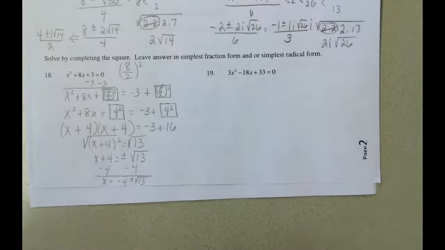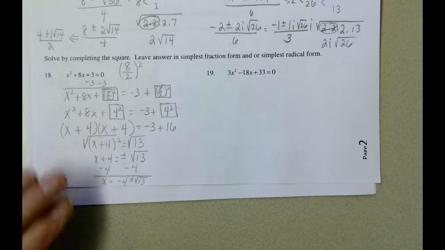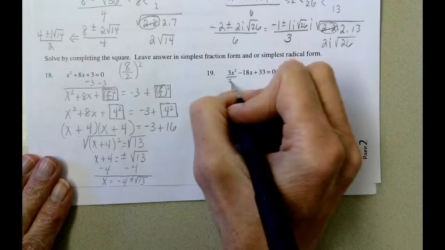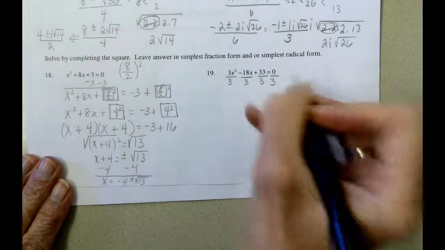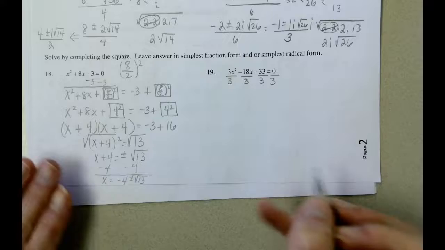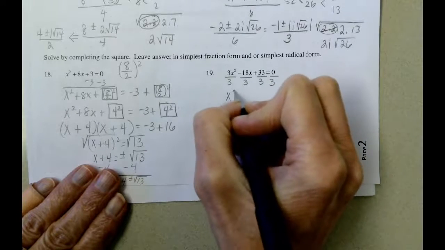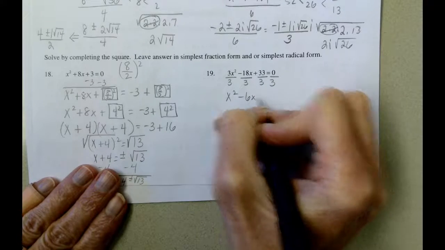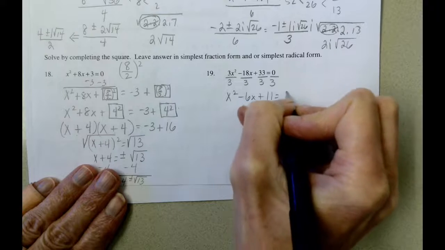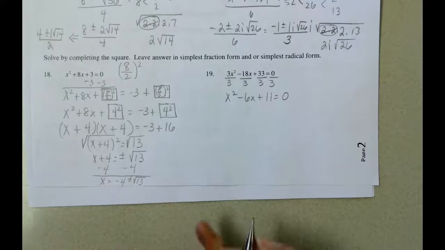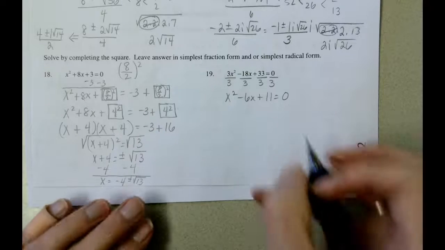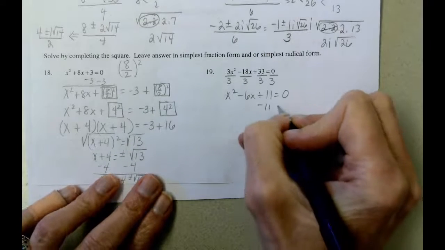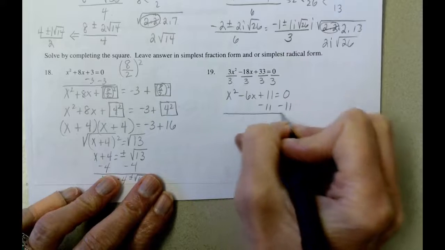Same idea here on problem number 19, but we can't have a number in front of the x squared term. So we're going to start by dividing by the leading coefficient. In this case, it's 3. Once we do that, we get x squared minus 6x plus 11 equals 0. And now we can do the same exact process that we did on problem number 18. We're going to move the 11 to the other side.